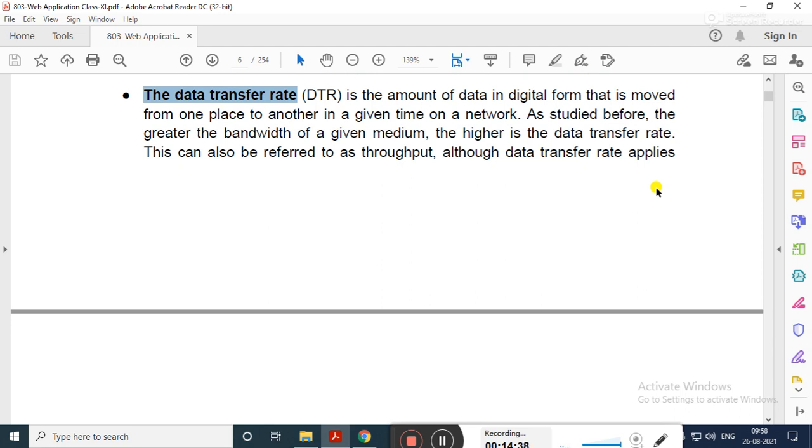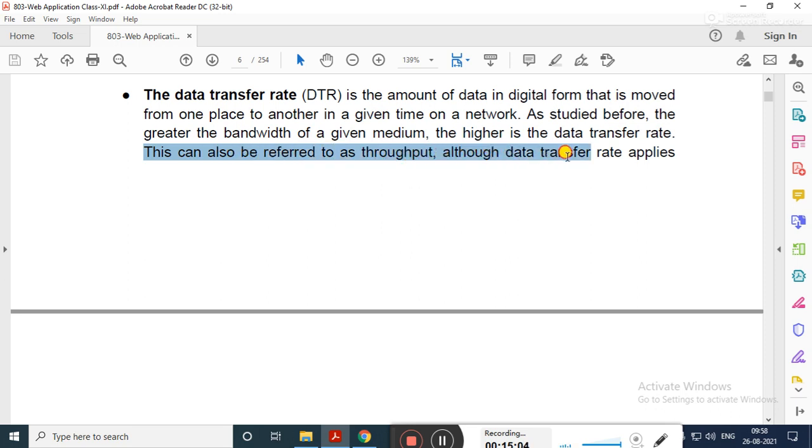Data transfer rate is the amount of data in digital form that is moved from one place to another in a given time on a network, as studied before. The greater the bandwidth of a given medium, the higher the data transfer rate. Broadband has a higher rate than voice band and narrow band, because broadband is a high speed channel, so we can easily pass a large amount of data through it.